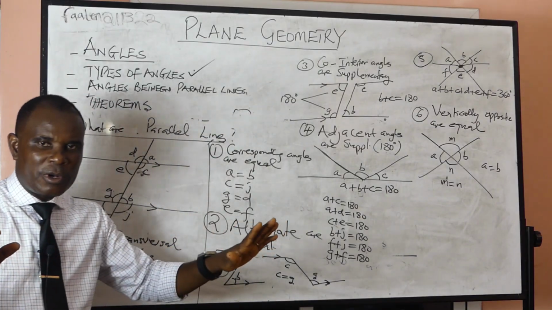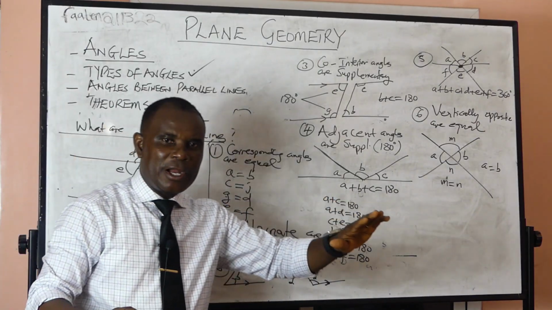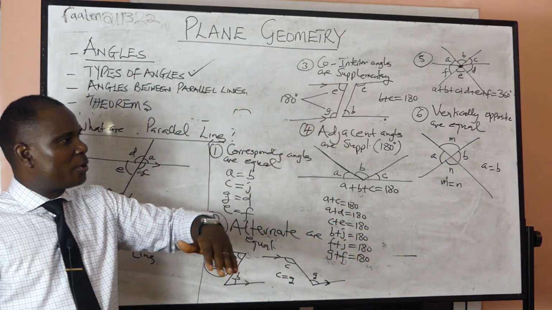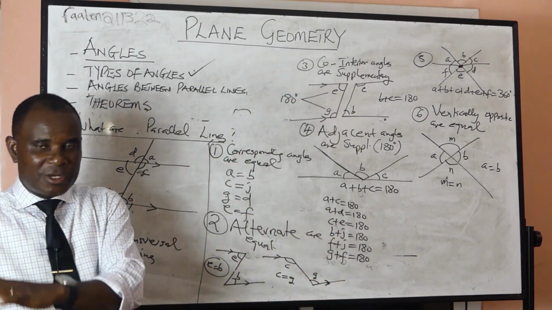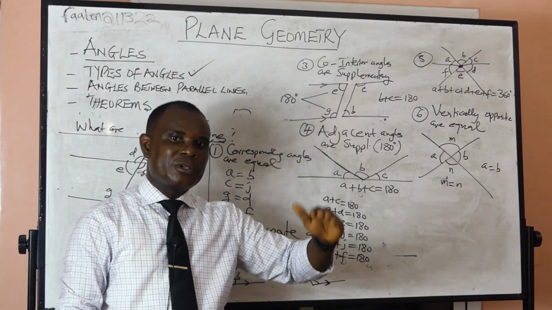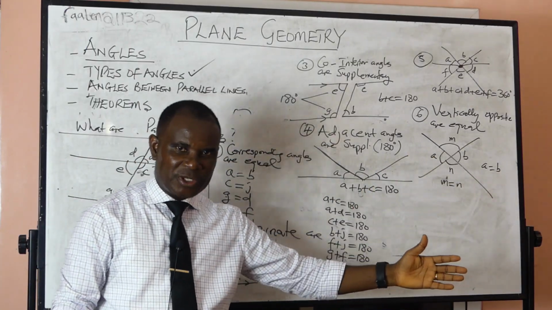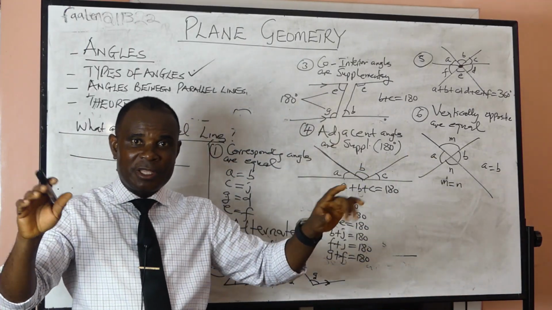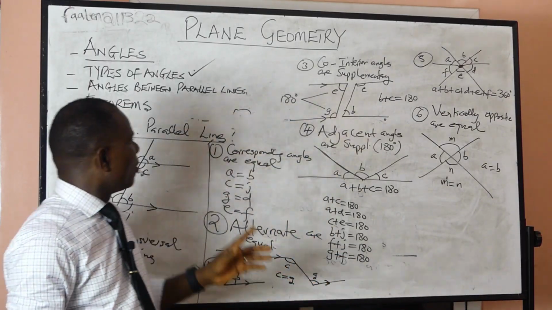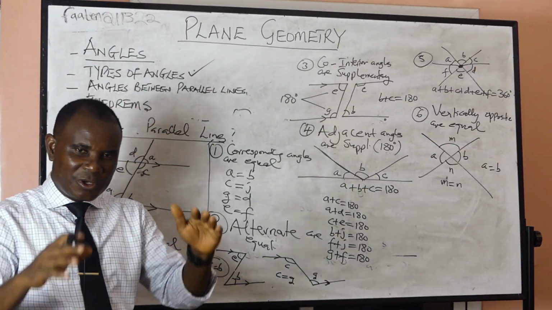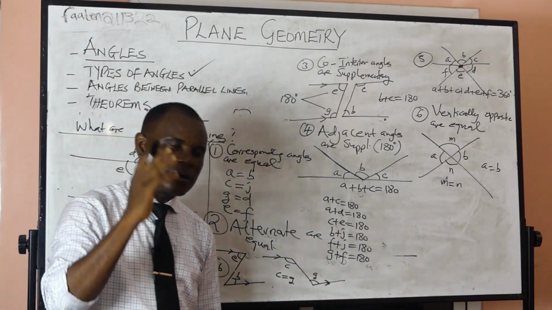Corresponding angles are equal. If I want to compare a country to another country, I can see the state house is occupied by the president of that country, and in the other country also, the state house is occupied by that president. So we can say the two presidents are corresponding because they occupy the same position in the two countries. So angles that occupy the same position on these transversal lines are called corresponding angles.